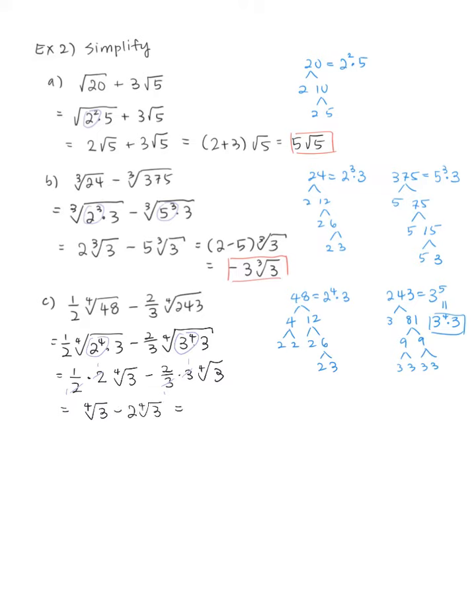Now remember, there is that invisible 1 sitting there. So this is the same thing as 1 minus 2 times the fourth root of 3, which gives us negative 1 times the fourth root of 3, or negative fourth root of 3. So this is our answer.